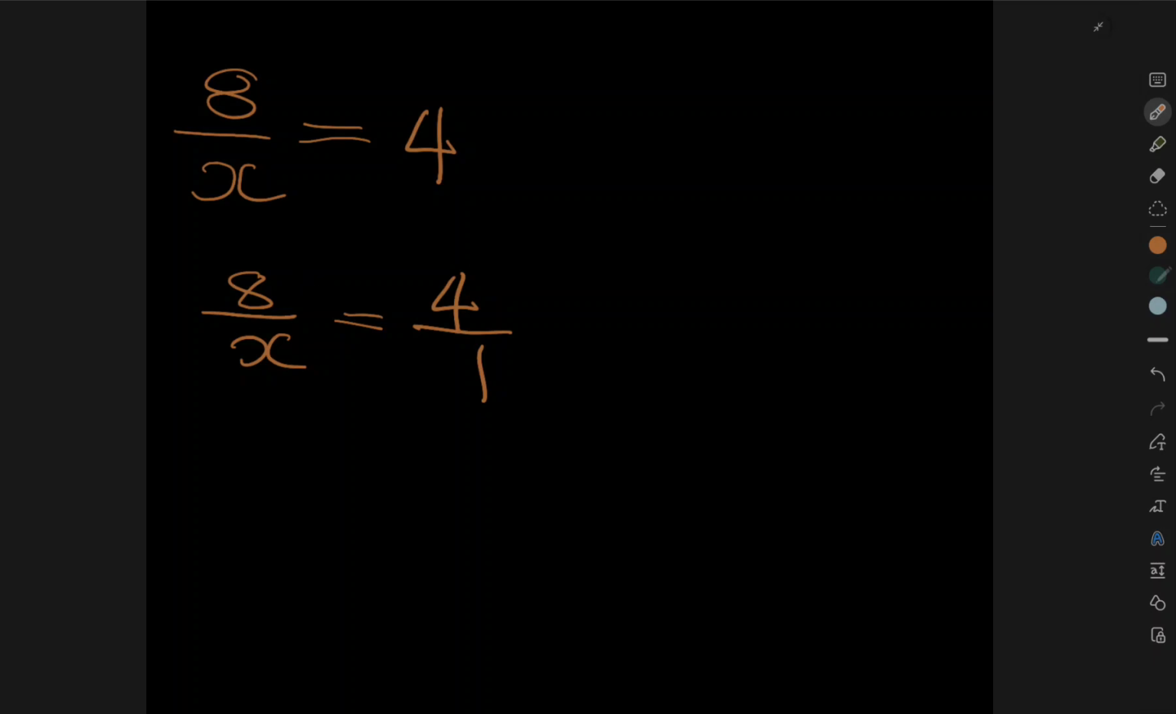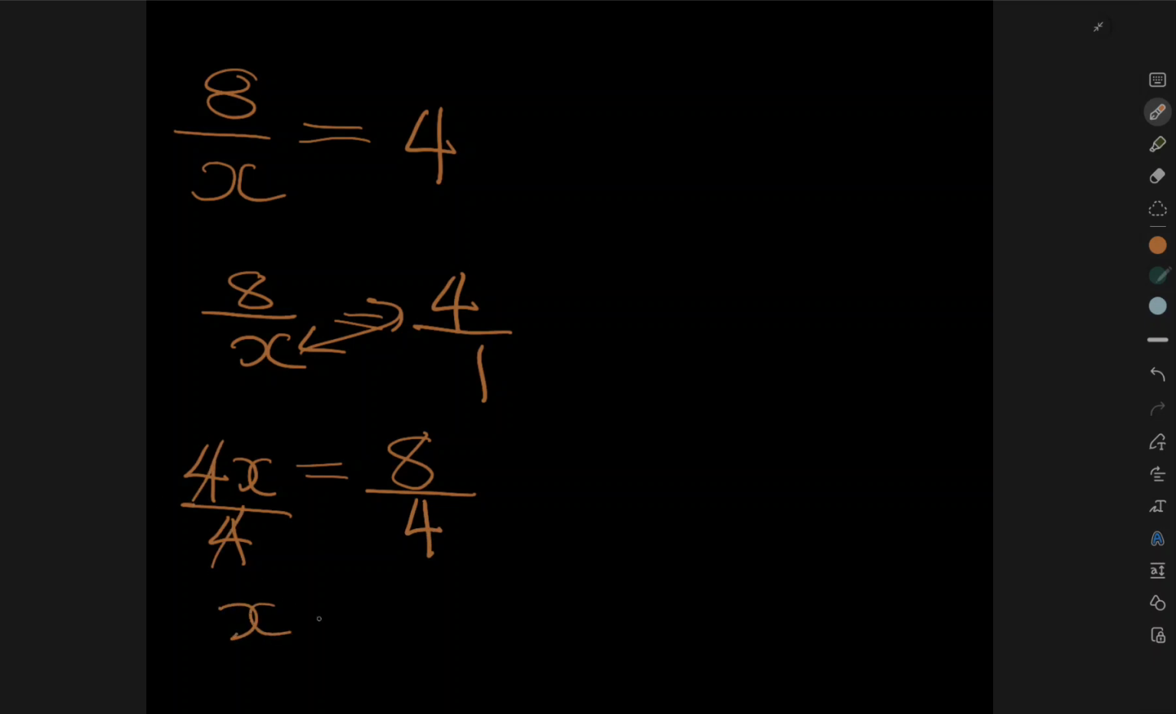And in this case, if I multiply x with 4, I'm going to get 4x. And obviously, if I multiply 8 with 1, I'm going to get 8. And in this case, I have 4x. I'm looking for x. And to get rid of that 4, I need to divide by 4. Divide this side by 4. And I know these two will cancel. I have x is equal to 2.